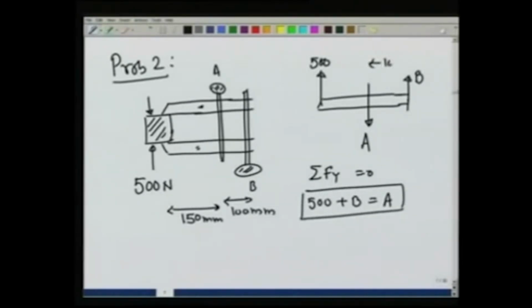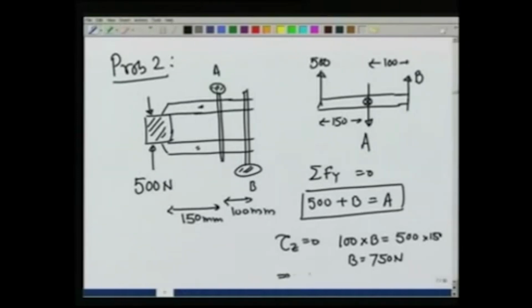This distance is 100 millimeters and this is 150 millimeters. Let me now balance torque about this point, the point in the middle where the A screw is. So, tau Z is equal to 0 gives me 100 times B is equal to 500 times 150, or B equals 750 newtons, and this implies A is equal to 1250 newtons. That is the other problem.